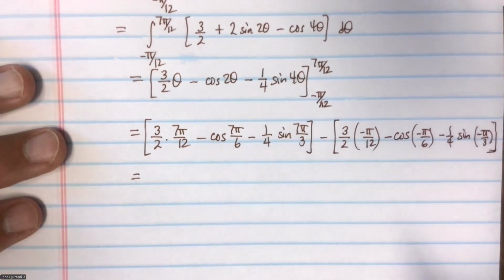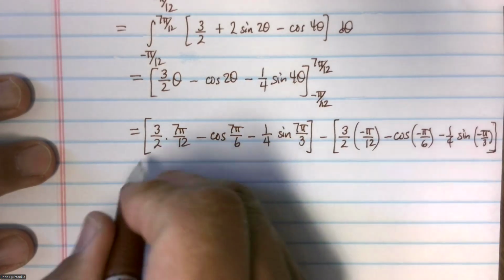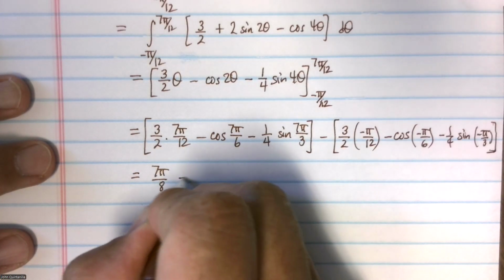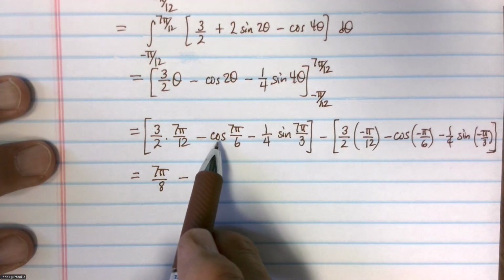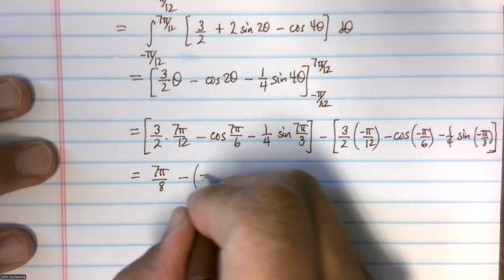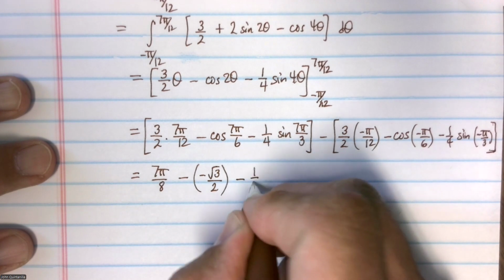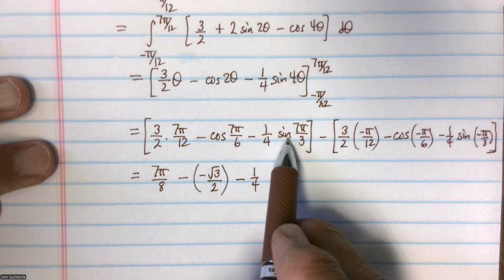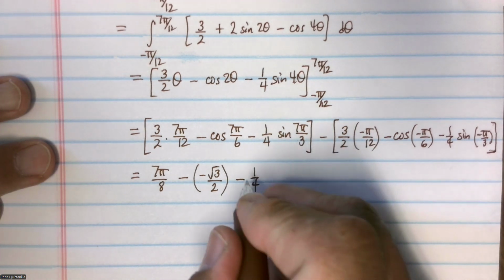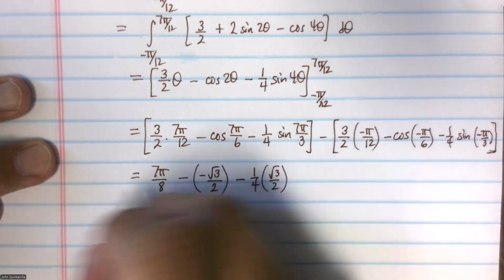Okay, now let's simplify and see what comes out of all this. So 3 goes into 12 4 times, 2 makes 8. So 7 pi over 8 minus cosine of 7 pi over 6. That is in the third quadrant, so cosine is negative. The reference angle is pi over 6. So this is negative cosine of pi over 6, which is negative square root of 3 over 2, minus 1/4 sine of 7 pi over 3. Okay, so 6 pi over 3 is 2 pi. That's a full rotation. Sine of pi over 3 is square root of 3 over 2. Okay, that's the first bit.